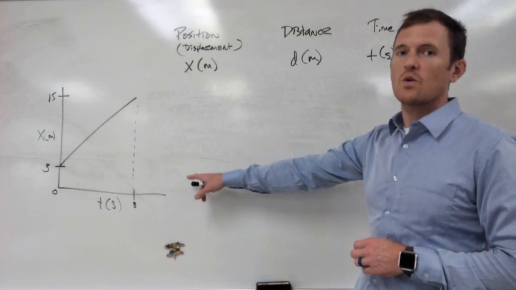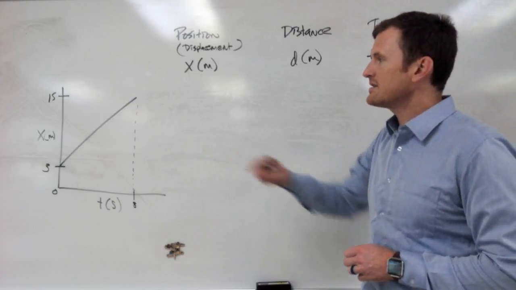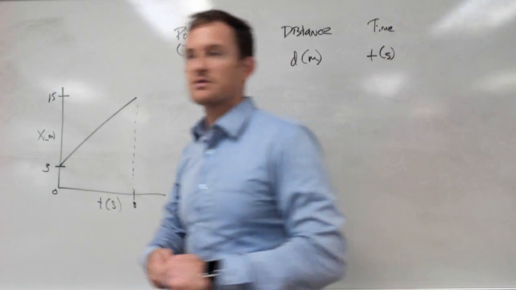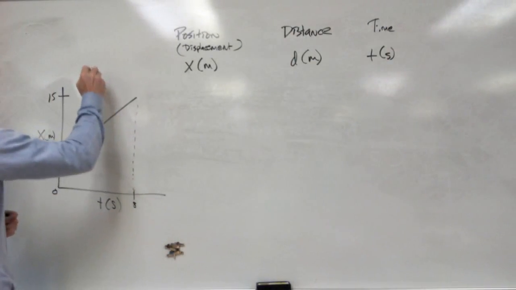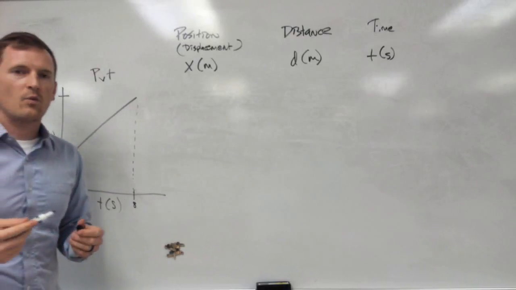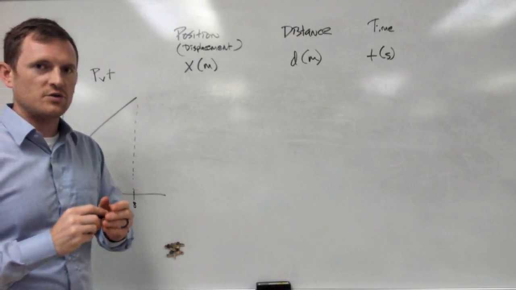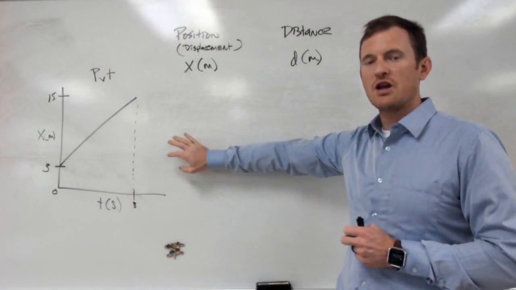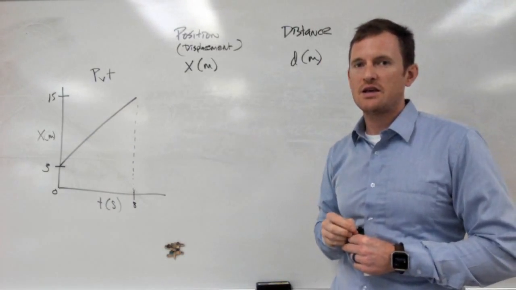Today we'll be working an example using a position versus time graph. I've already drawn one up over here, but this is an example of a position versus time graph. Sometimes you'll see it referred to as a PVT graph. What we're going to use this for is to solve for the velocity and do some other things to describe the motion that is described in this graph.